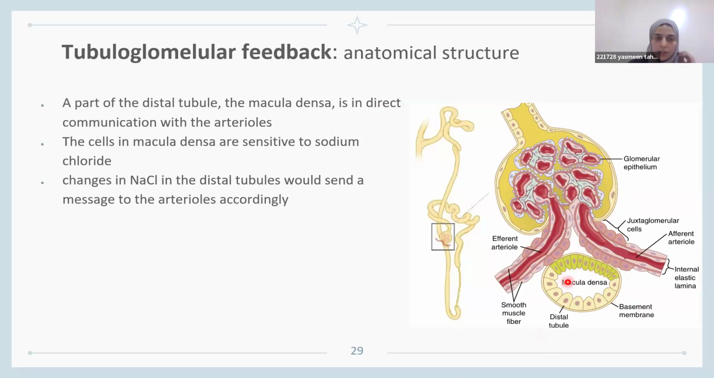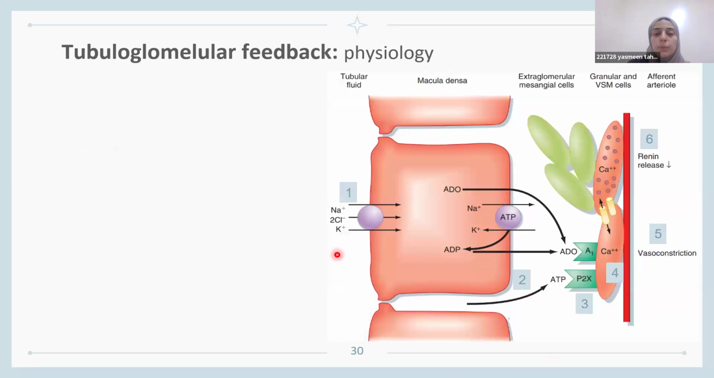Again, they are in direct contact. So this is a macula densa cell. These are the cells of the arterioles. So this is smooth muscle cells on the afferent arterioles. And again, they are in direct contact. So step one here, the sodium chloride is taken up by the macula densa cell. Let's say here we have high sodium chloride. It's going to be taken up by the macula densa cells.